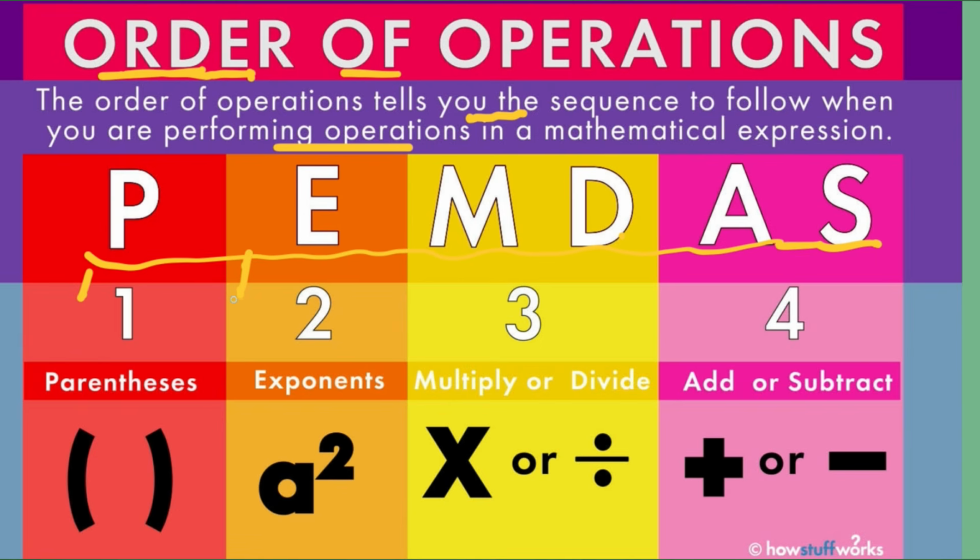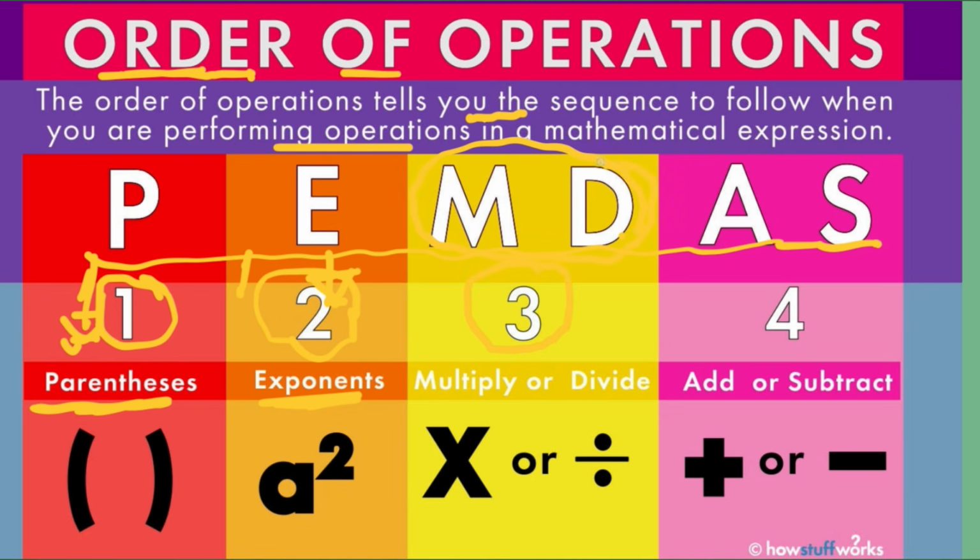So P stands for parenthesis, and E stands for exponent. And here we have their priorities. The first priority is parenthesis, and the second priority is exponent. And the third priority is multiplication and division. For multiplication and division, we are going to solve whichever comes first from left to right. So if multiplication comes before division, we have to solve the multiplication first, and vice versa.